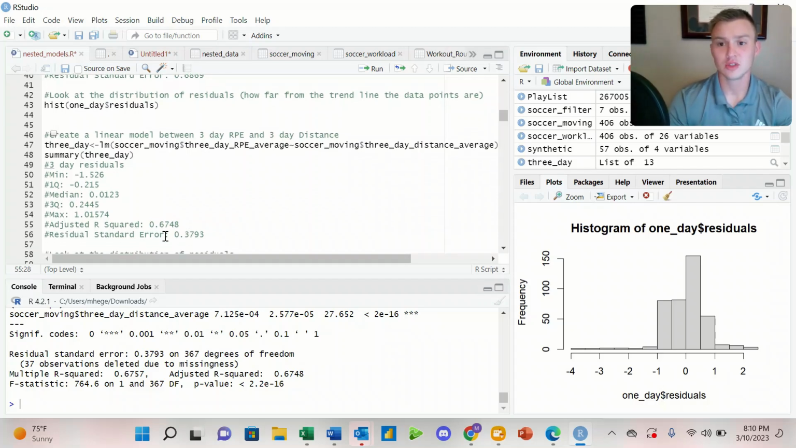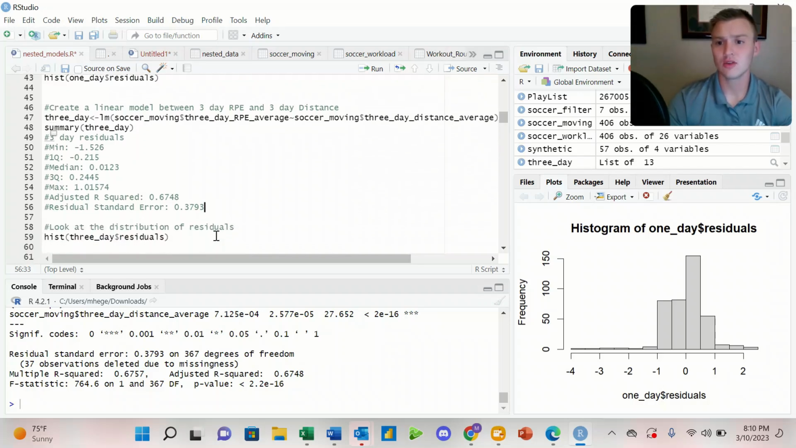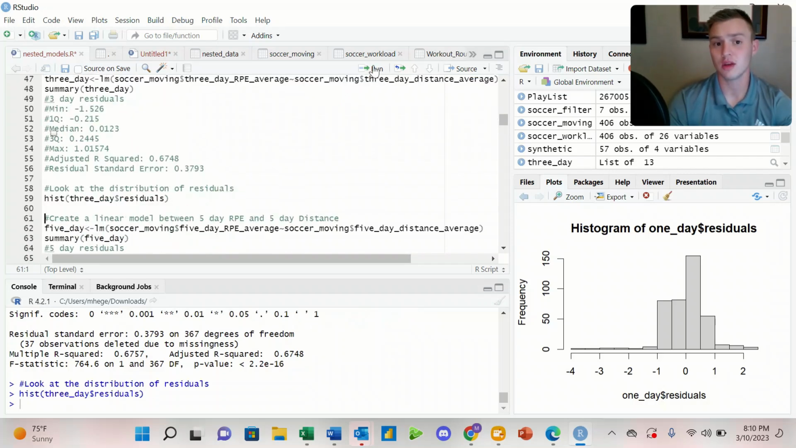And then the residual standard error is actually smaller, and it's at 0.3793. So what that tells us is that there's a better correlation between 3-day RPE and 3-day distance, and there's a better fit to the trend line. And we can also take a look at the histogram of residuals for this one as well, and that will show us the same thing.